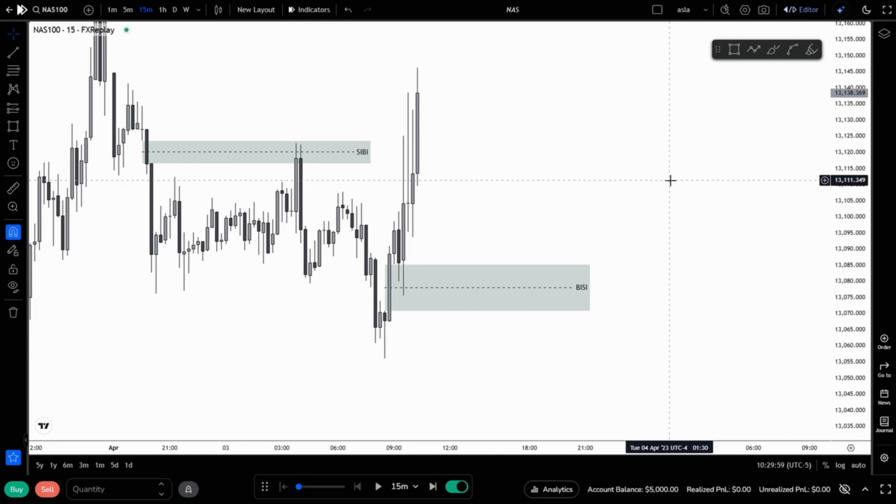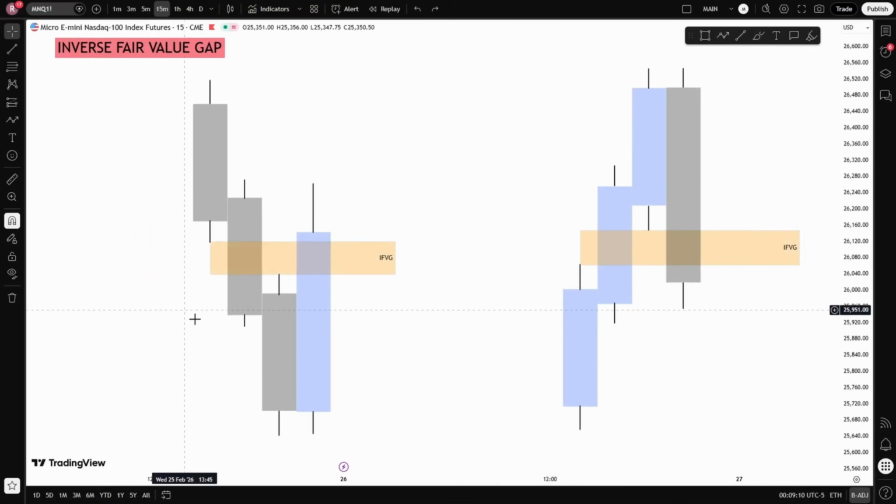So again, the key element is how price behaves around the consequent encroachment and how it closes relative to that midpoint. That is what determines whether the fair value gap is valid or invalid. The next thing we are going to look at is fair value gap inversion.